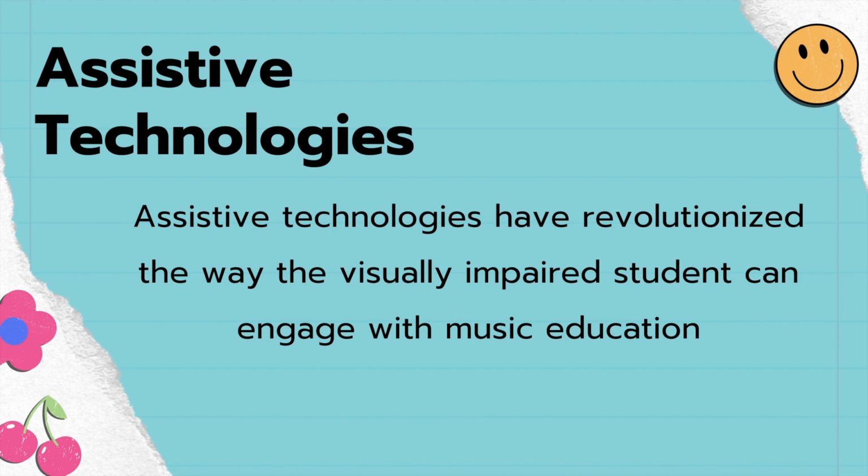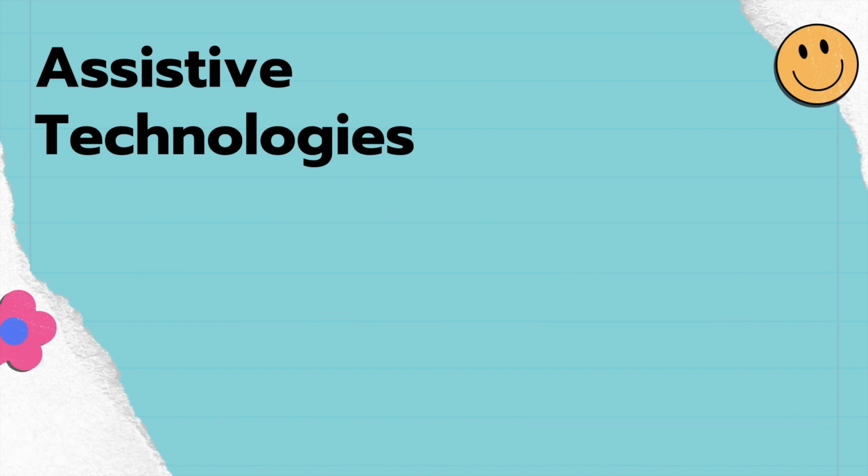Assistive technologies have revolutionized the way the visually impaired student can engage with music education. There is specialized hardware and software designed to help visually impaired students integrate into the traditional classroom. Let's take a look at some assistive technologies that we can employ to help teach students music theory.